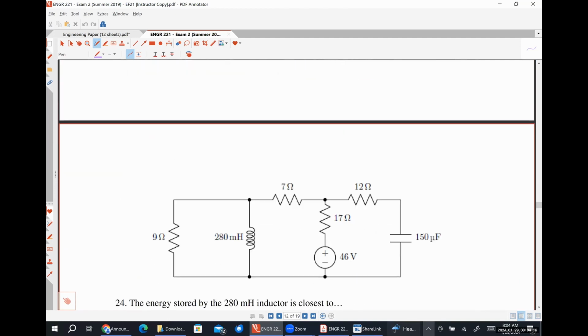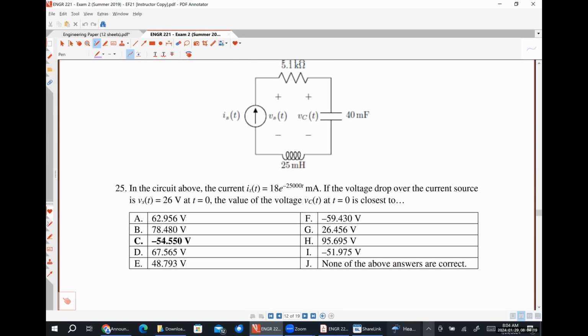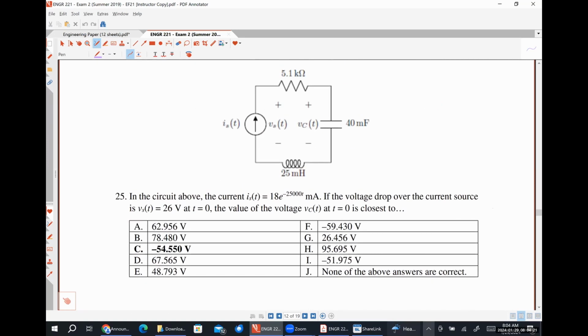So for number 25, we want the, oh, okay. No, it's not the one that I thought it was. Okay. So this is very similar to homework 12, problem 3, if I'm not mistaken, which I believe I also explicitly warned you guys about, as saying that I liked that problem as well as homework 12, problem 5 as potential test questions. So in this one, we're told that our source current has some value. The voltage drop across our source is 26 volts at t equals 0, and we're trying to find the capacitor voltage at t equals 0.